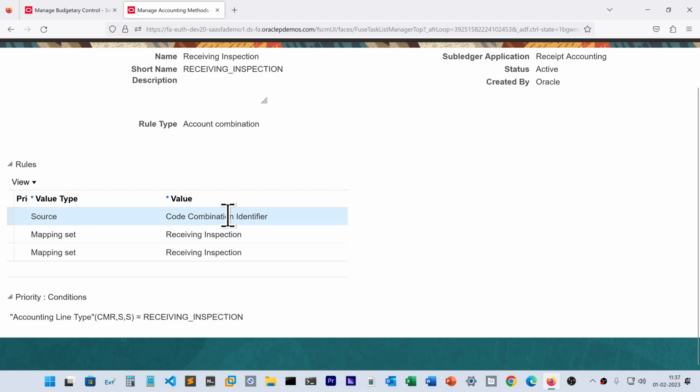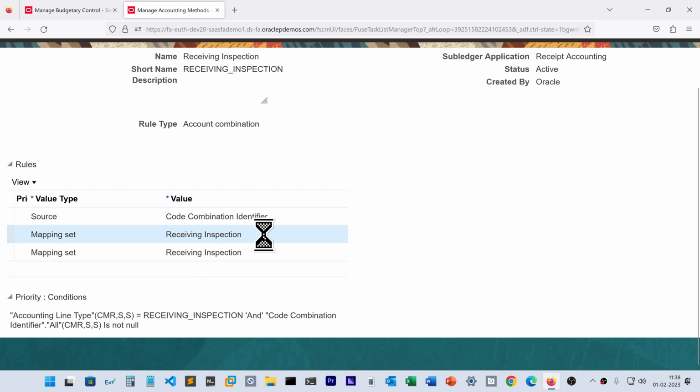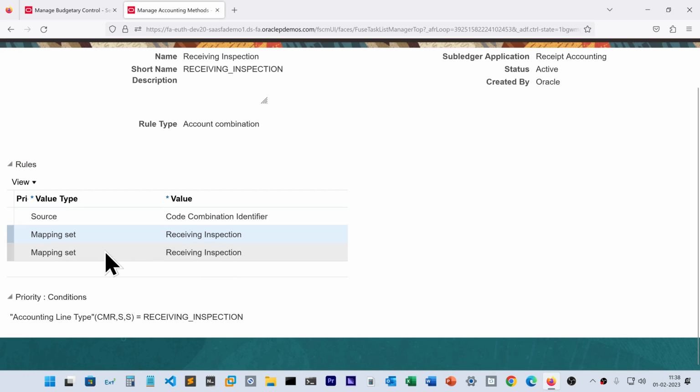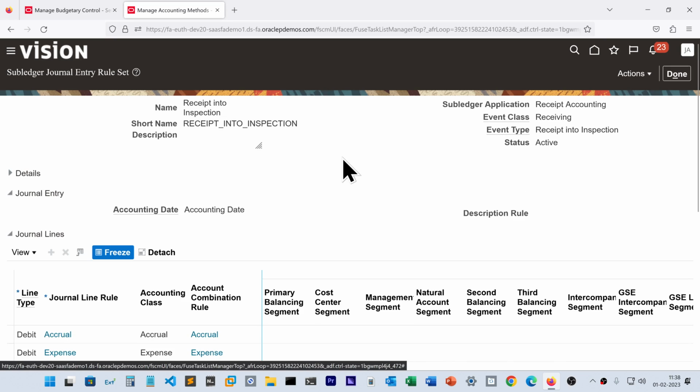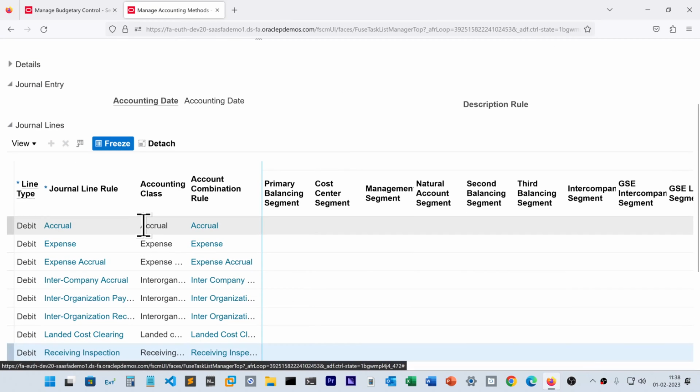So first it will attempt to take the account from the transaction account definition. If this is null, it will attempt to take the account from the mapping set. There are two lines. It would have been sufficient if there was just one line. So this is about the receiving inspection. Now let us click done. Choose another account. Let us choose accrual and open the rule.